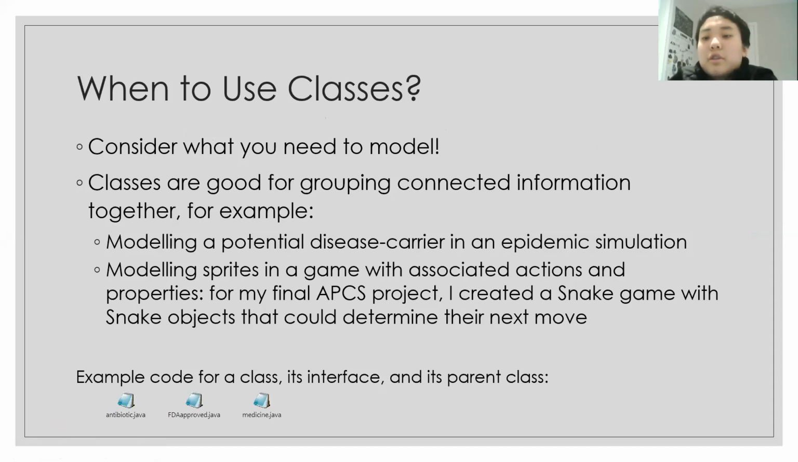So the most important thing to consider with classes is when you want to use them. You want to consider what you actually want to model, and how you want to model that. So for example, you might want to model sprites in a game. You might want to model a potential disease vector like we just saw. And generally, it's just a really useful way of grouping connected information or connected behavior. So classes are pretty useful when you want to make code easier to understand and easier to use.